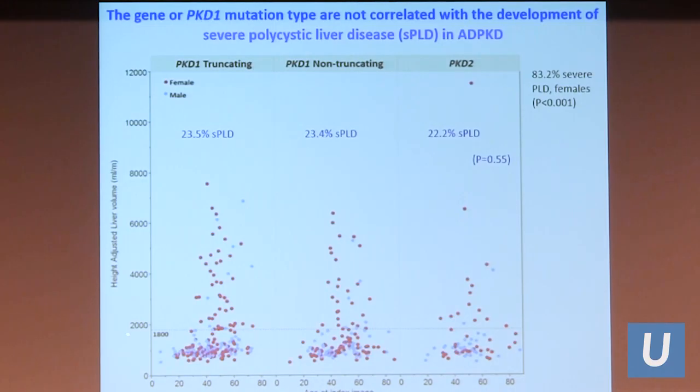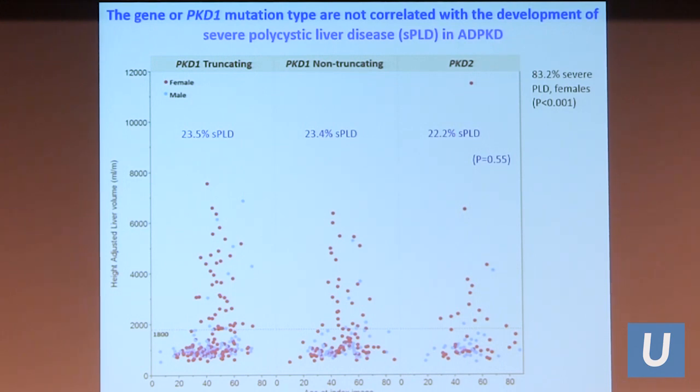We can use genotype also to look at polycystic liver disease. We already heard that severe polycystic liver disease occurs in a minority of ADPKD patients, here defined as a height-adjusted total liver volume of 1.8 liters.